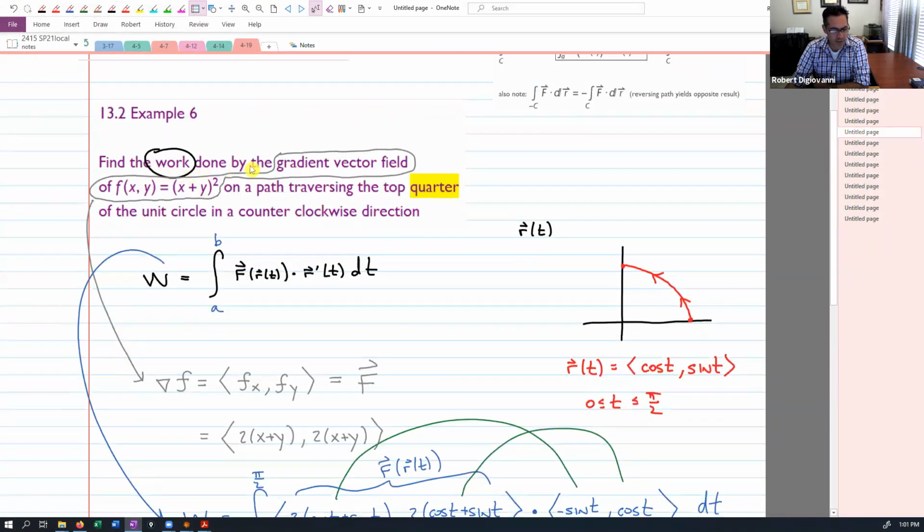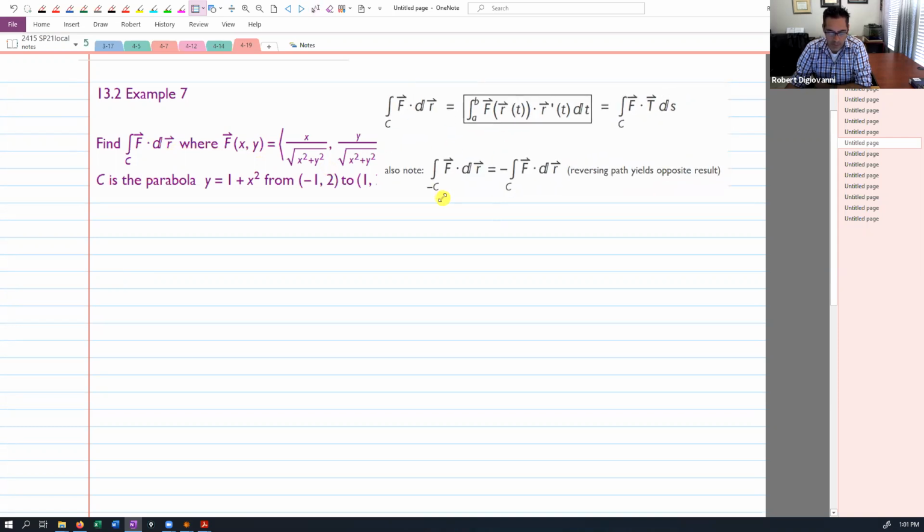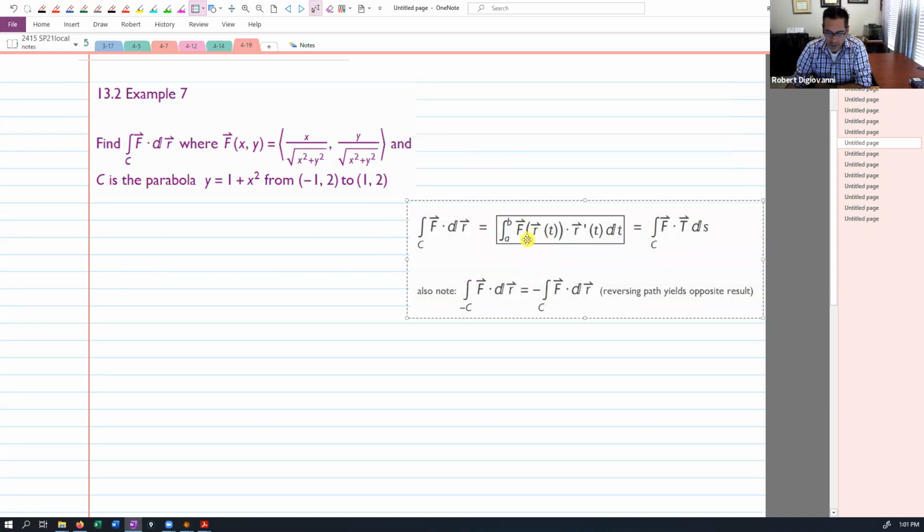The previous example we did was this one. We were trying to find the work done by the gradient vector field of this scalar function on some path. So the next example is we're asked to find the line integral over the vector field F dot dr. So using the formula right here, we need to take F and evaluate it along the curve C, then dot that with the derivative of the vector function of the curve.